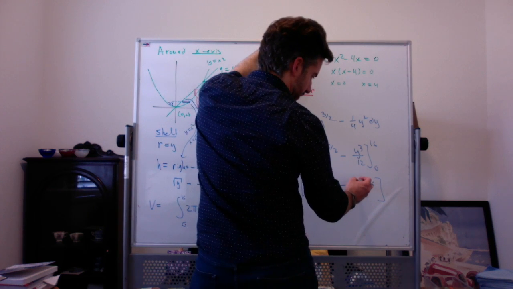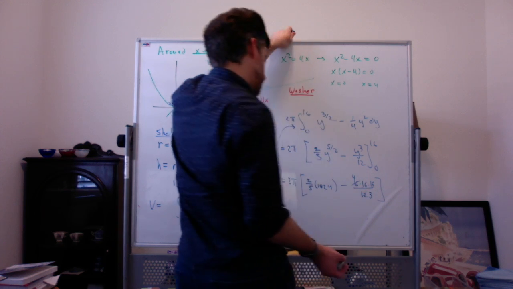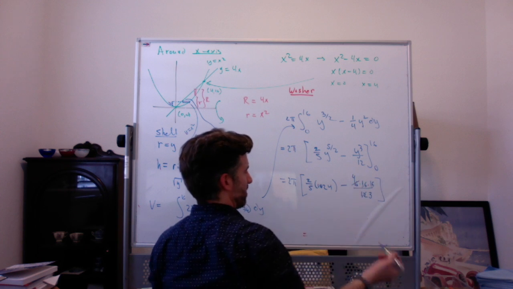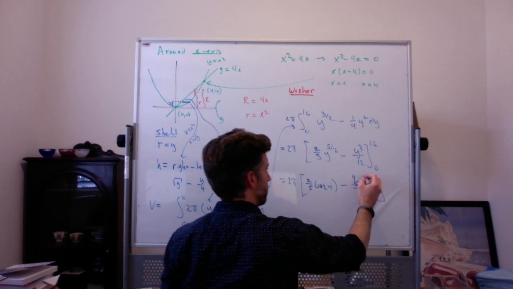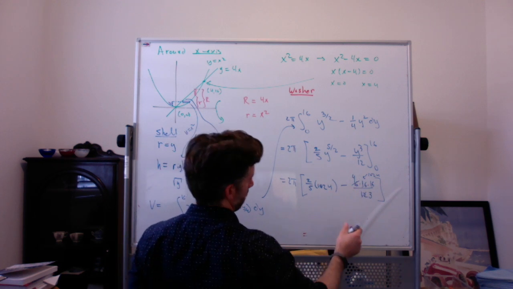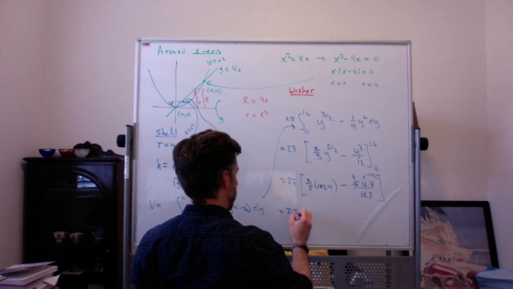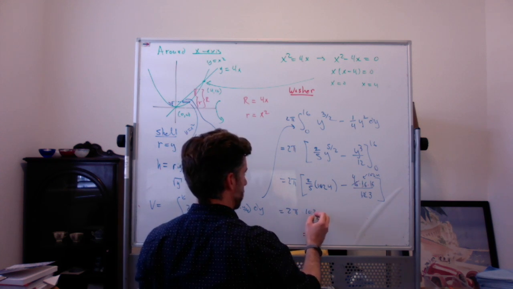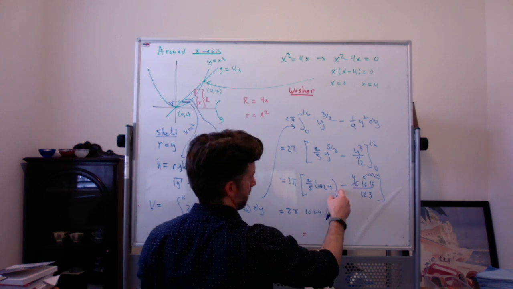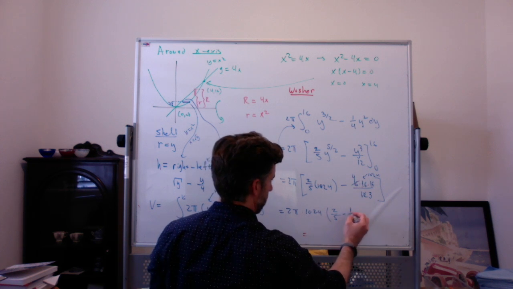I can cancel a 4 here and a 4 here. So this is 2 to the 4th times 2 to the 4th times 2 squared, which is 2 to the 10th. So this is also 1,024. So I can factor out 1,024 from each of the terms. So I get 2 pi times 1,024. I'm left with a 2/5 here, minus, I factored out everything, so I'm just left with a 1/3 here.